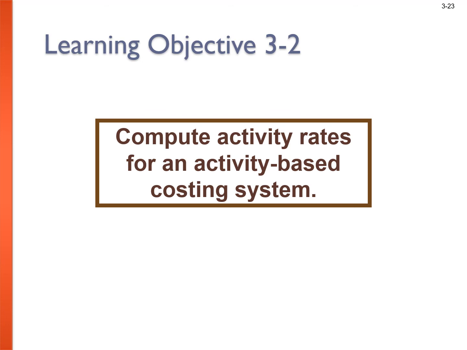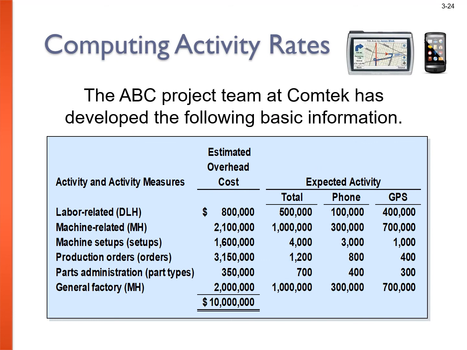Let's compute the activity rates for an activity-based costing system now. Let's go back to Comtech. Comtech has an activity-based costing project team. And through their investigations and interviewing, they've come up with, as a team, the following. They've determined that $10 million of overhead can be allocated into different buckets of activity. Labor-related, $800,000.